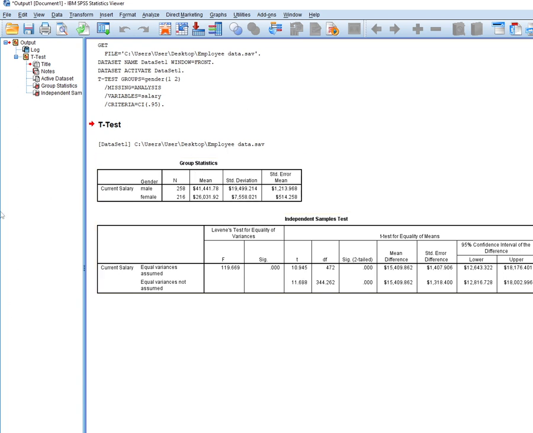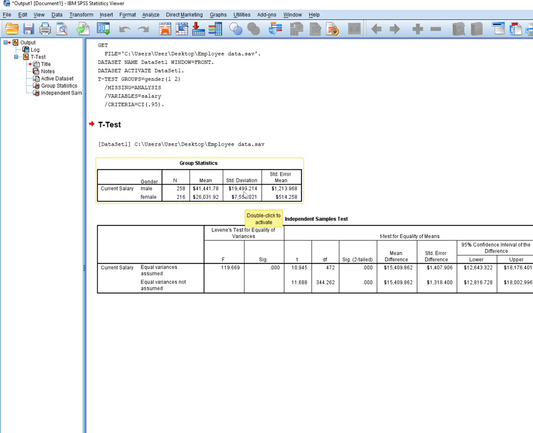The first table is majorly descriptive. So we can tell that in the sample population we have 258 males. Of course, I don't have to talk about all of this. We discussed the $41,000 on average.